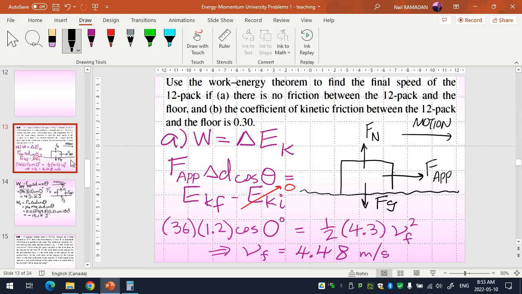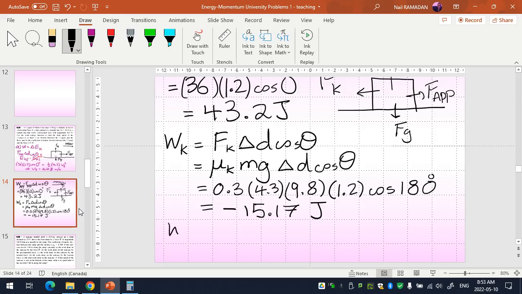So that now is the big take-home message for today. As much as you dealt with F net before, now you don't deal with F net, you deal with work net, the net work done on the system. So now W net is equal to delta EK. What's W net? It's the positive from here and the negative from here.